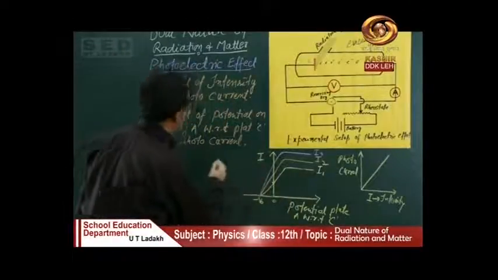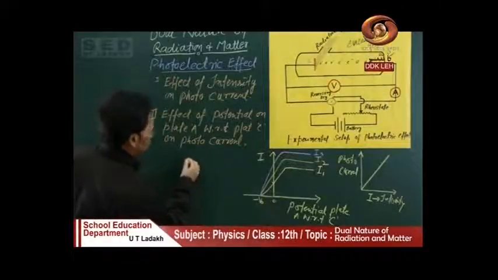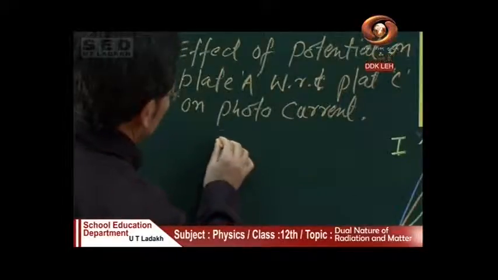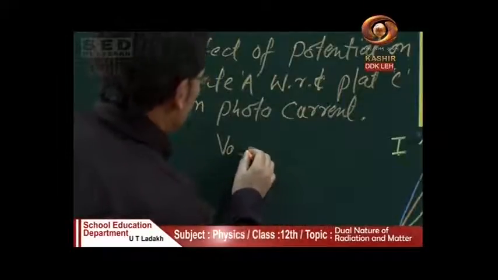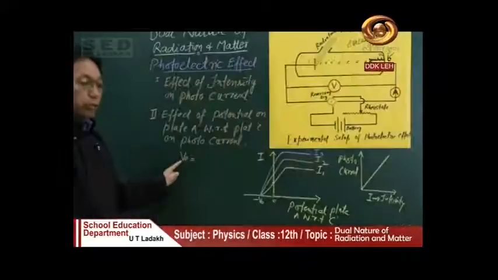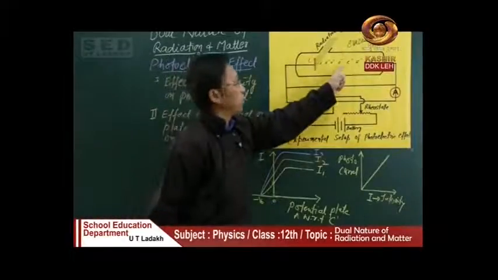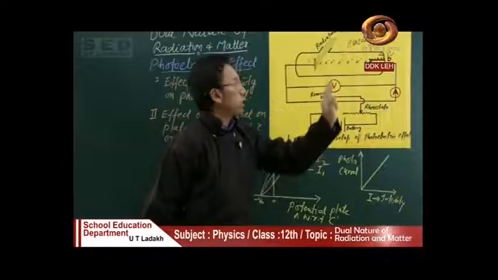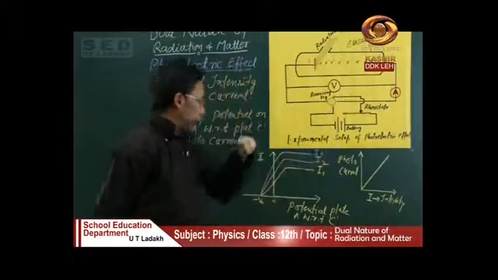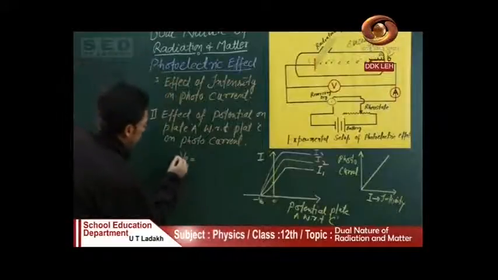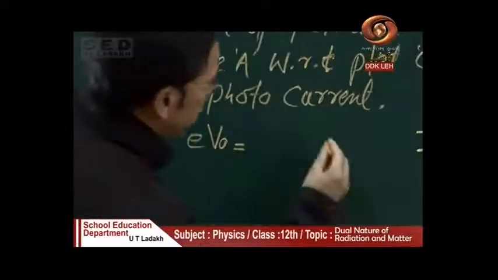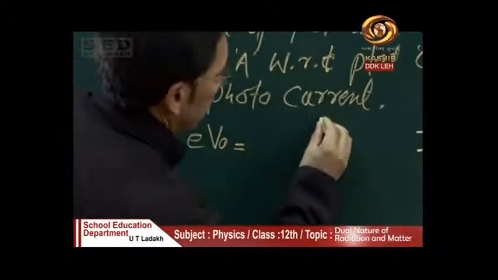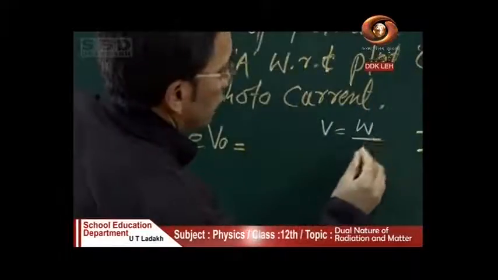So let me now give you the definition and formula of the stopping potential, denoted as V0. V0 is the stopping potential. That means we are doing some work on this electron to counter the kinetic energy with which the electrons are emitted. Work done means we have to multiply with e, because we know that potential difference V is equal to work done upon charge.